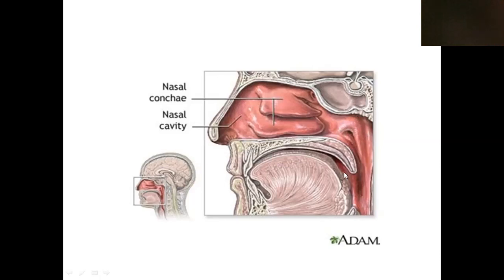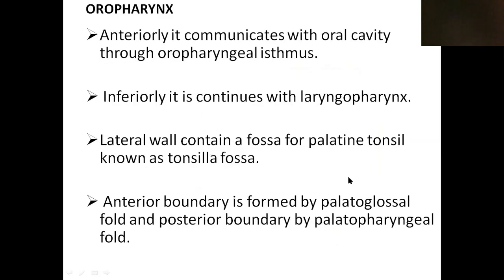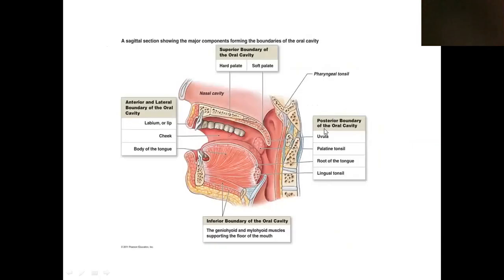Now we are moving to the oropharynx. Oropharynx, it is having anterior communication. Those things you have to read. Anteriorly it communicates with the oral cavity, inferiorly it communicates with the laryngopharynx. Correct or not? See, this is an oropharynx. So anteriorly it opens into the oral cavity, inferiorly it opens into the laryngopharynx, superiorly it is connected to the nasopharynx.